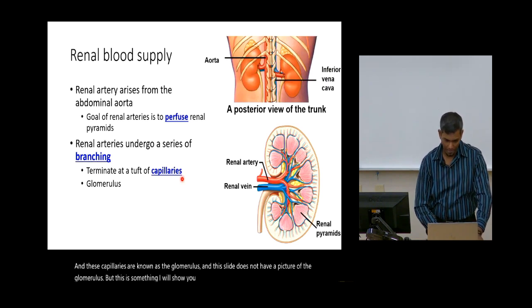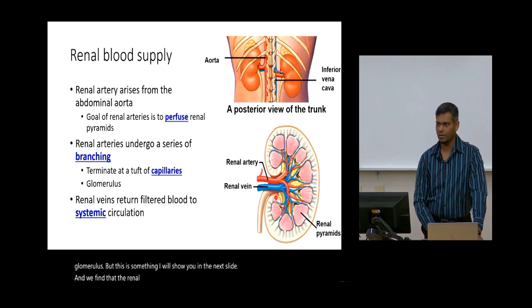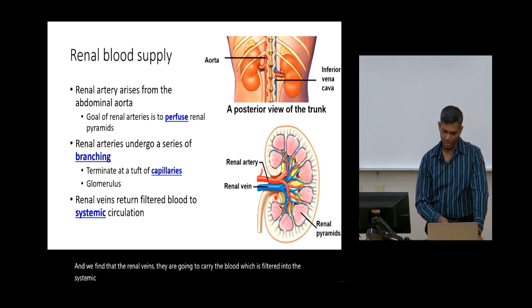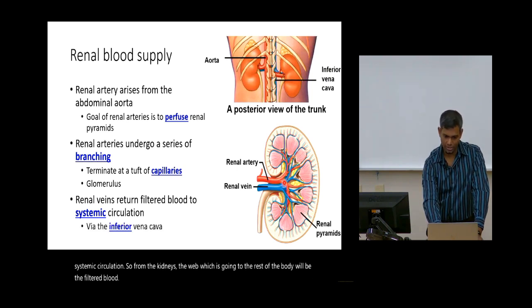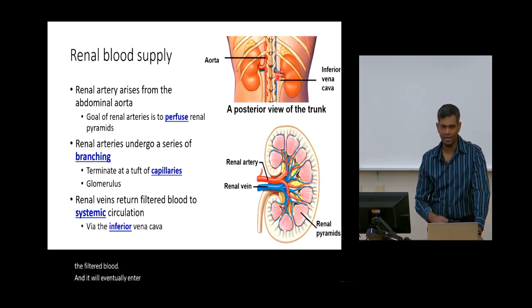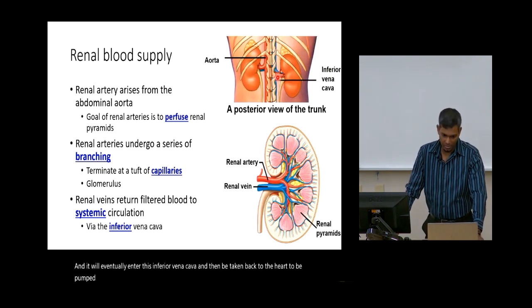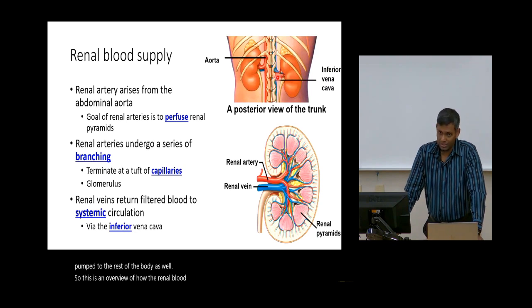Okay, and this slide does not have a picture of the glomerulus, but this is something I'll show you in the next slide. And we find that the renal veins are going to carry the filtered blood into the systemic circulation. So from the kidneys, the blood going to the rest of the body will be the filtered blood, and it will eventually enter the inferior vena cava and then be taken back to the heart to be pumped to the rest of the body as well. Okay, so this is an overview of how the renal blood supply occurs, and we will talk about this in a little more detail in the next slide.